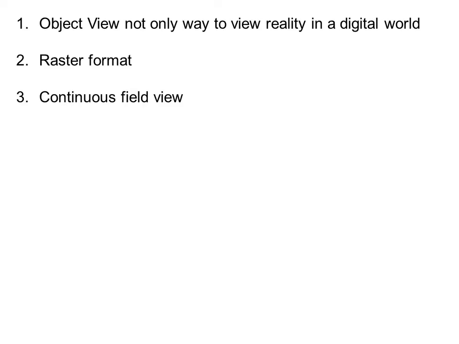So, the object view is not the only way that we can look at reality in the digital world. We also have to consider the raster format, and this is sort of a continuous field type view. So the key thing to remember is a raster is a grid-based data set, much like tiles in a floor or something like that, or like a big piece of graph paper, if you will. Every cell can only have one value. So whatever it is you're mapping, that's the thing.